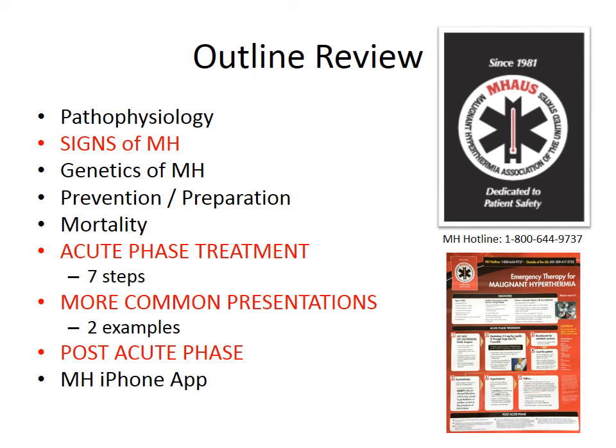We discussed the 7 steps of treatment, as outlined by MHAUS. At least 2 of the more common presentations, with hyperkalemia and masseter spasm or trismus. What to do after the acute phase, as far as notifying the patient and referring them for further workup. Then we concluded with a review of MHAUS's iPhone app, which again I do recommend.